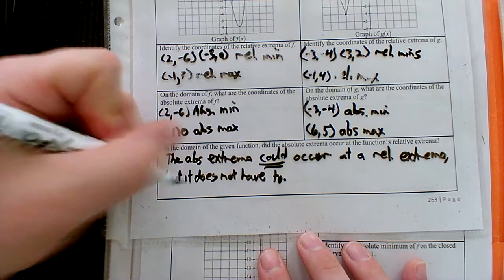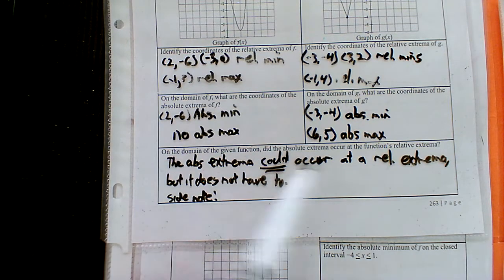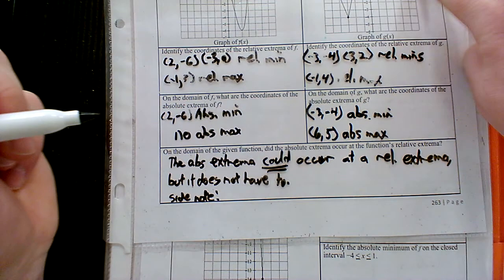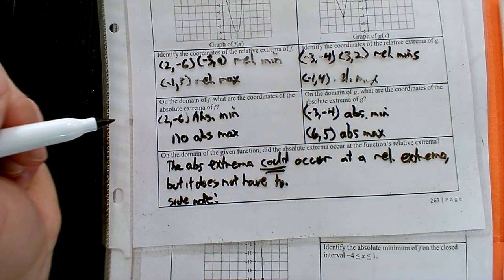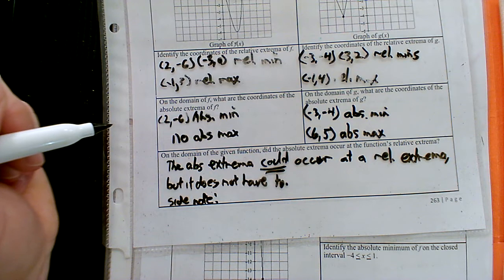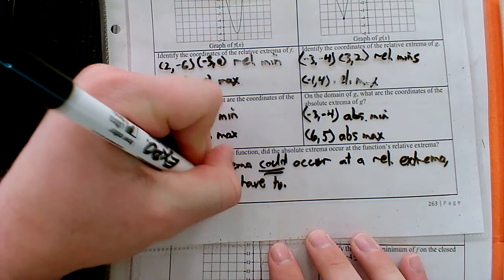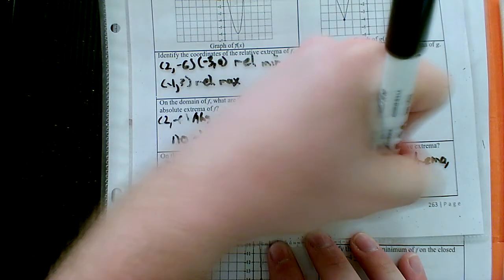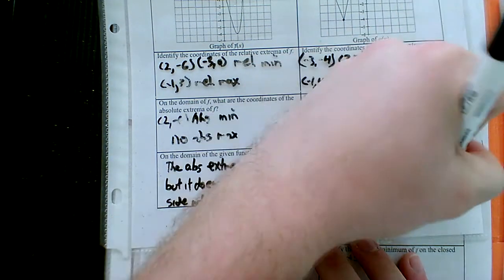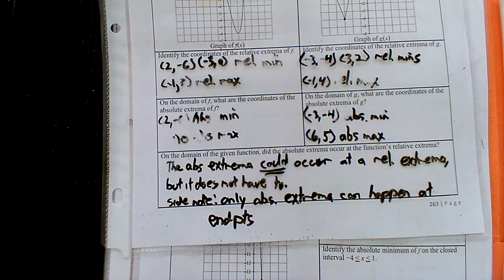And then I have one more side note for you to write before you flip. Side note. So, if this is true, the absolute extrema could occur at a relative extrema, but it does not have to. So, what can we say about this? We already talked about it, but this absolute max here, we can't have a relative there because why again? Doesn't change sign. Doesn't change sign, so that's an endpoint. It's ending there, there's nothing continuing. So only absolute extrema can happen at endpoints.